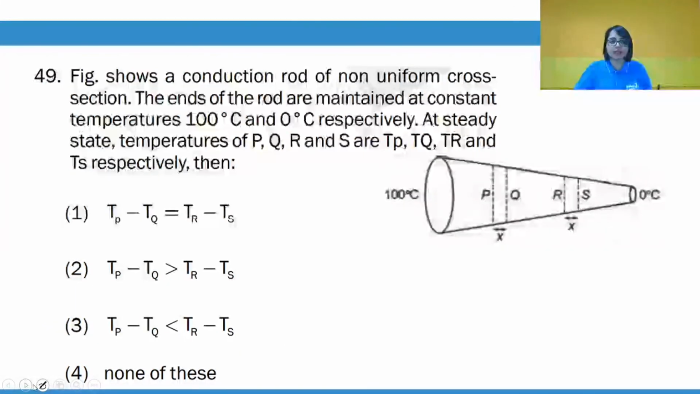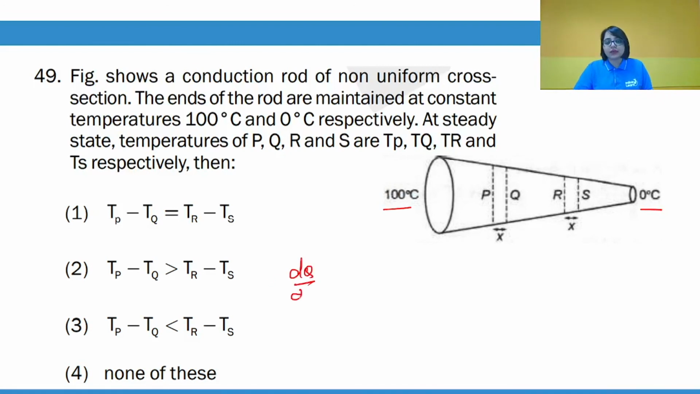Next is question number 49. Figure shows a conduction rod of non-uniform cross-section. The ends of the rods are maintained at constant temperature 100 degrees Celsius and 0 degrees Celsius respectively. At steady state, the temperatures of PQRS are TP, TQ, TR and TS respectively. Then, which of the following relation is correct?